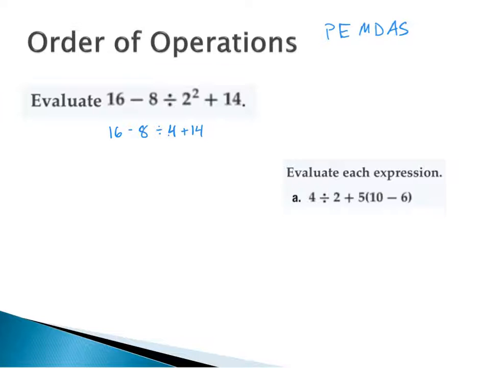Next, I'm going to do my division. So again, I'm going to rewrite the problem. Minus 8 divided by 4 is 2, plus 14. Now subtraction comes first. That's what happens. 14 plus 14. My final answer is 28. And I know doing it step by step like this is often time consuming. It's no fun. But for right now especially, just do it to get the hang of the different steps.